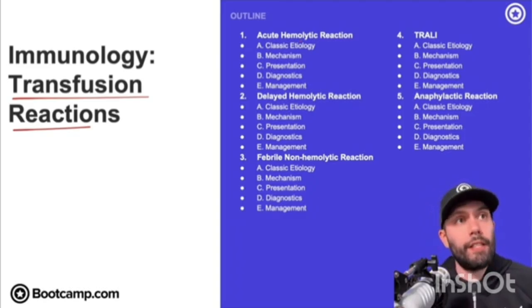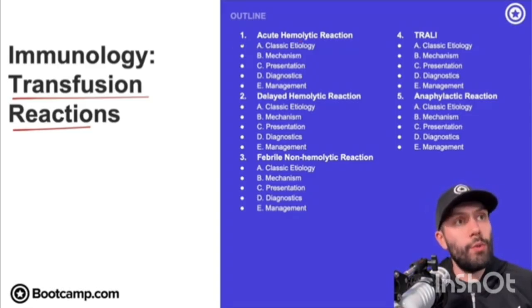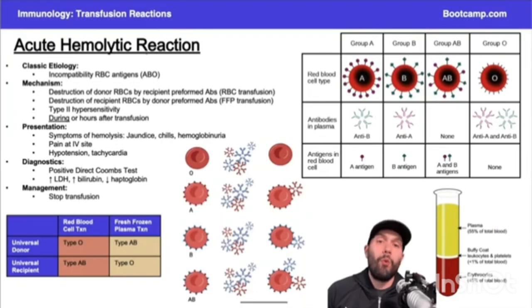And a lot of these can be distinguished based on some very unique things, either in the presentation, the diagnostics, or the management. And so we'll start here with the acute hemolytic reaction. Now, the acute hemolytic reaction is probably the highest yield of the group. And so that's why I think it's a good one to start with. But not only that, I think this is a great opportunity to just kind of talk about these red blood cells and review what antigens are typically going to be on the surface of our red blood cells.